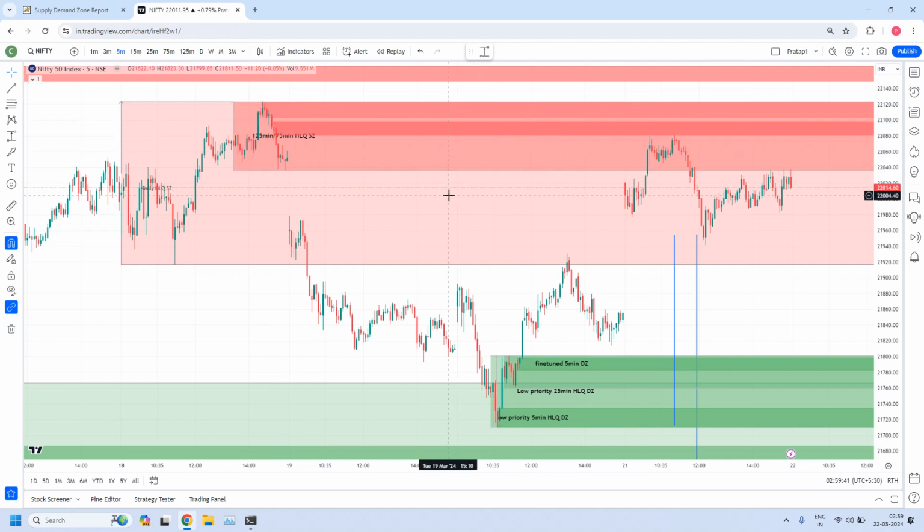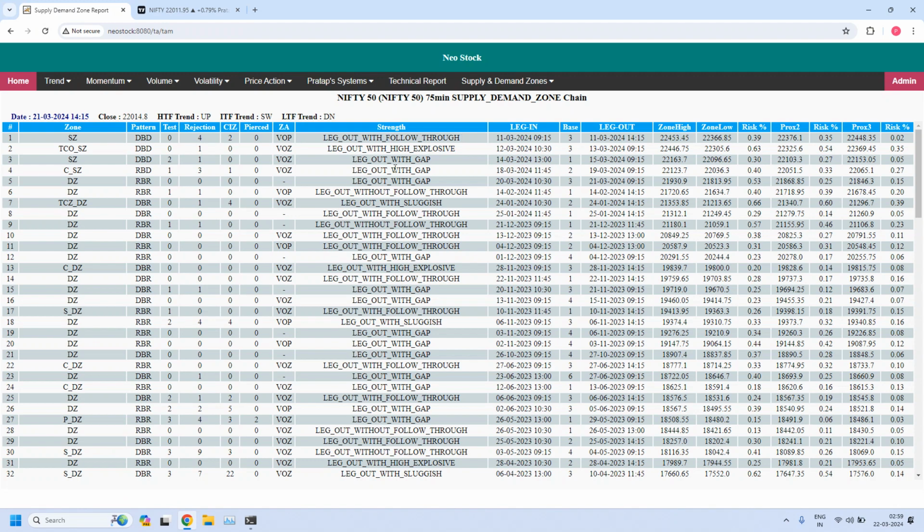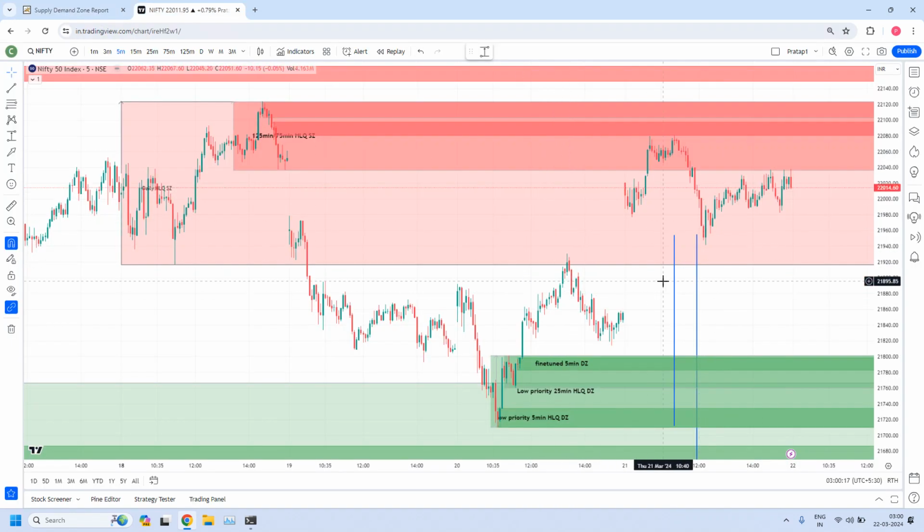And today what happened? Things changed from the 75 minutes time frame onwards. So look into this Nifty supply demand zone chain for the 75 minutes time frame. Today is the 21st March, right? Look into this zone. A new 75 minutes demand zone is created today. It is not a high liquidity zone, but it has a lot of importance. The reason is this zone has a pro gap, a leg out with gap.